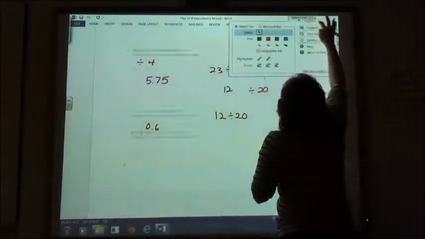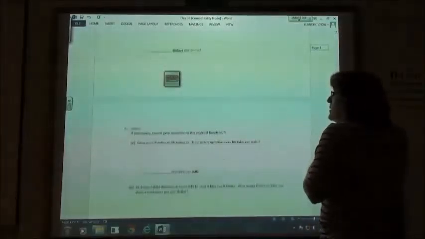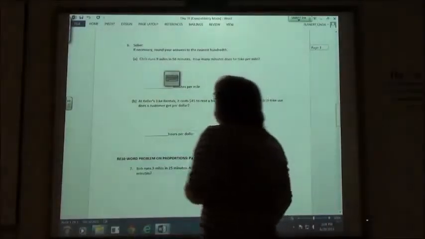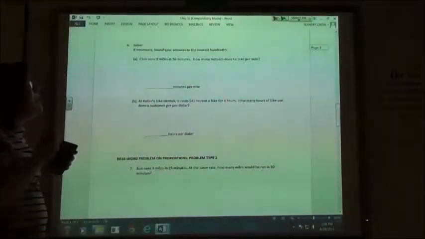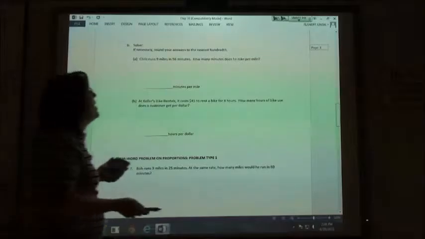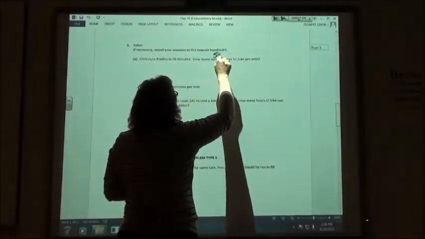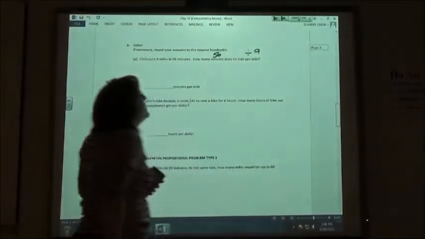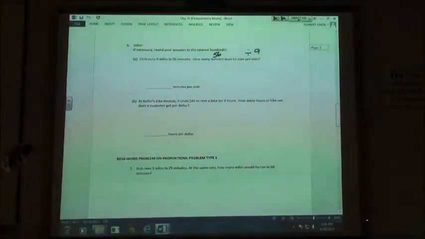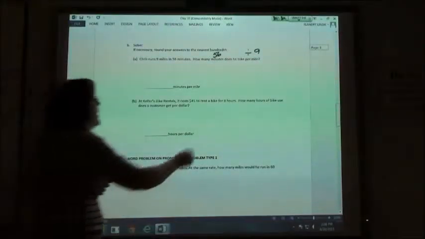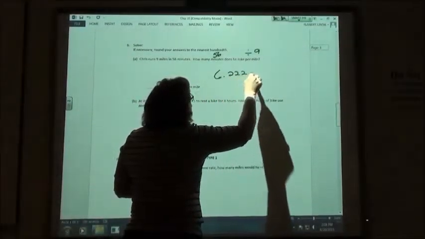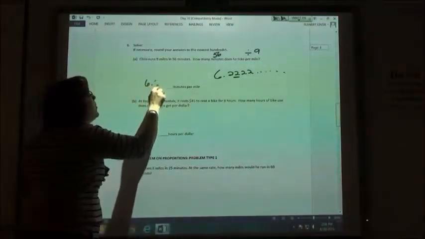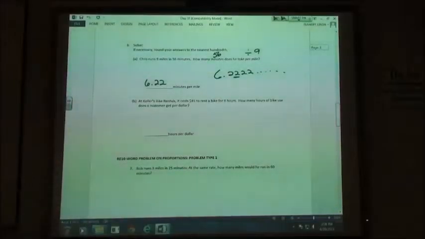Number 6 is going to be the same kind of thing here. So I get the board moved. It says Chris runs 9 miles in 56 minutes. How many minutes does he take per mile? How many minutes, 56, does he do per mile divided by the 9 miles that he went? So 56 divided by 9, I get 6.222222, and the 2's keep going. Rounding to the nearest hundredth, I'm going to do 6.22 since I don't have to round it up.